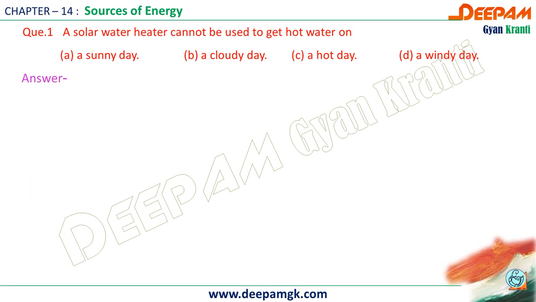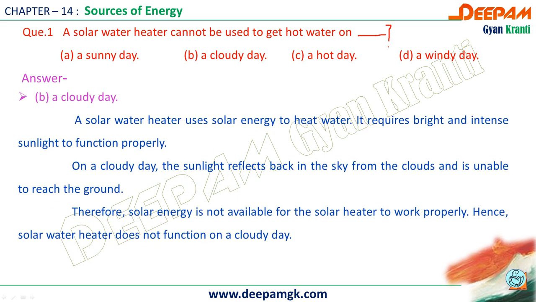The first question of today's video is: a solar water heater cannot be used to get hot water on which day? It is the first MCQ of your textbook. It is a very simple question. The answer is on a cloudy day. On a cloudy day we cannot use a solar water heater. Why? I am going to give you the description as well.